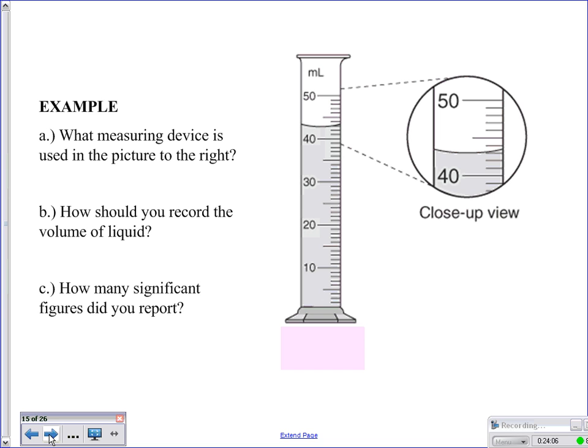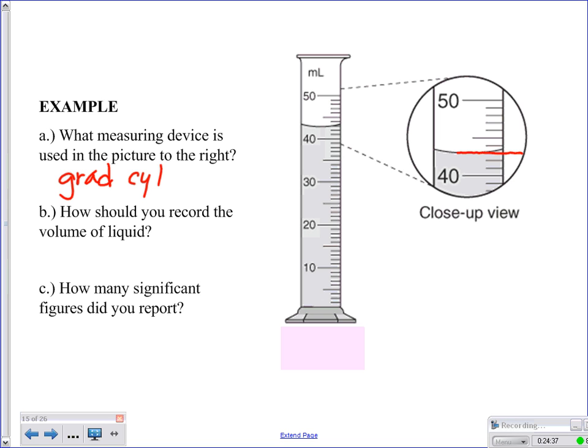Okay, so now we go back to what you see on your notes. And here, this is just testing, just making sure that you know what you're looking at. And everybody knows that that is a graduated cylinder that we're using to measure volume of a liquid. And it says, how should you record the volume of the liquid? Well, first of all, everybody knows that you look at that, you've got that meniscus. You are going to read the bottom of that meniscus, and you get down at eye level when you read that.